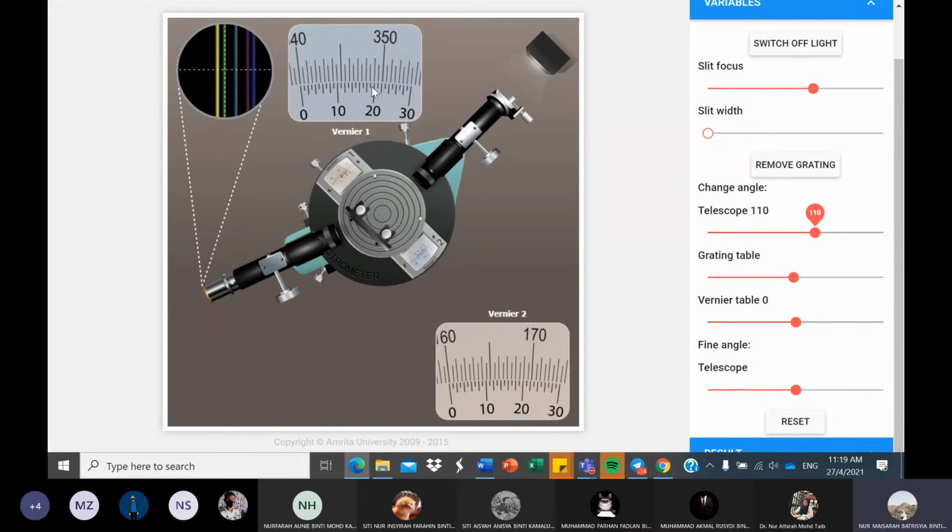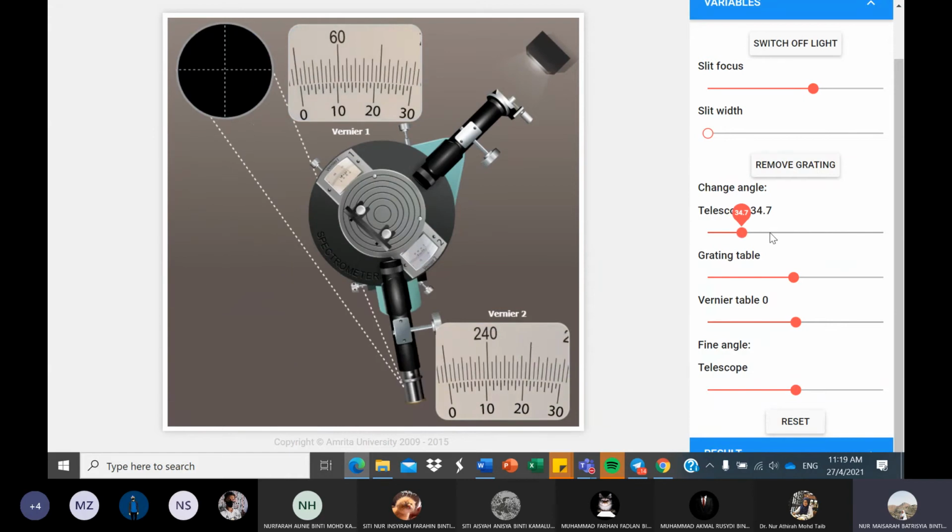Then we can observe the vernier scale at vernier 1 and vernier 2. So our aim first is we would like to know the grating element of green color, and after we know it, we can continue to calculate in our result table. Next, after we get the left hand side of green color, we move the telescope to the right hand side.